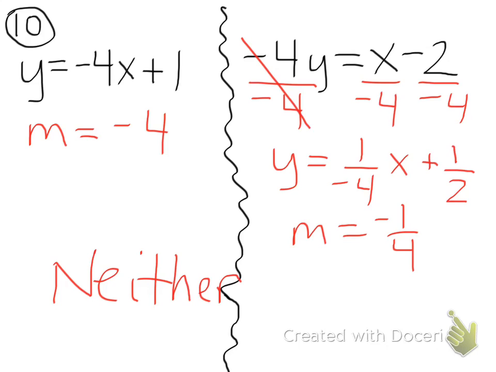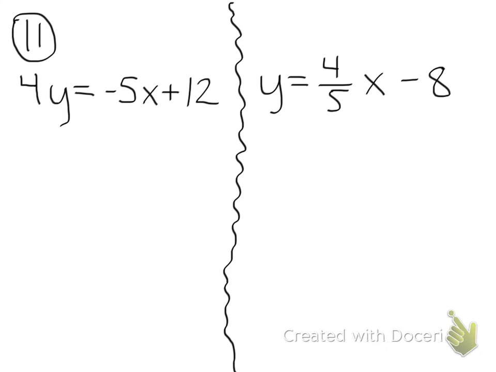Alright, right now go ahead and pause the video and try the last problem, number 11. Alright, looking at number 11, we have one equation. It says 4y is equal to negative 5x plus 12. Alright, do we have the y all by itself yet? Or do we need to get rid of something? It looks like we have the 4 attached to the y. We need to get rid of that in order to find our slope. Our slope right now would not be negative 5. That would be wrong. So we have to divide everything by 4.